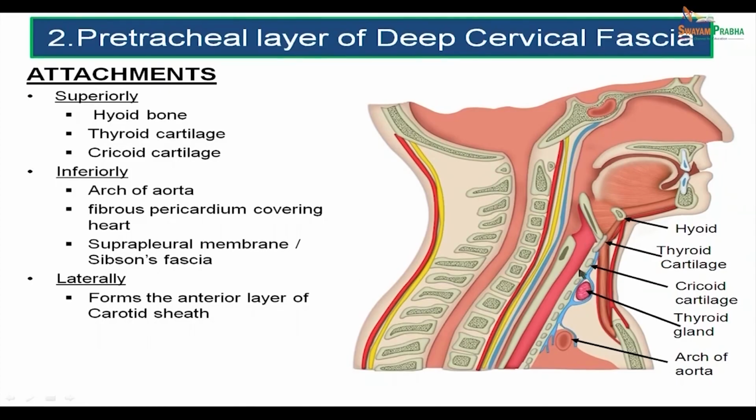So, this is the fascia that we are talking about, this blue colored line. This is the pretracheal fascia, and laterally it contributes to the formation of the anterior layer of carotid sheath.